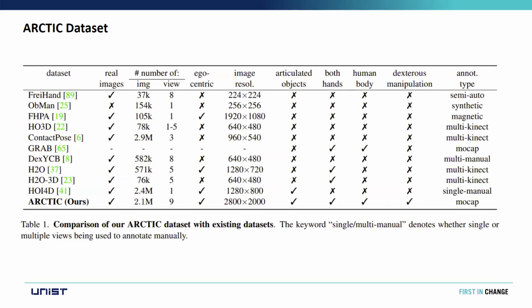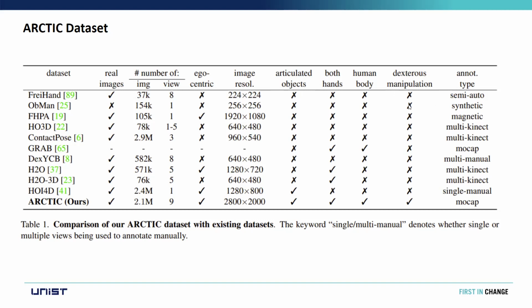This is a comparison between the ARCTIC dataset and previously existing datasets that are already publicly available. As we can see here, on articulated objects, most of the existing datasets don't really have articulated objects. They just use some kind of block object for hand-object interaction. Another thing we can notice right away is that dexterous manipulation is not available in the previous datasets.